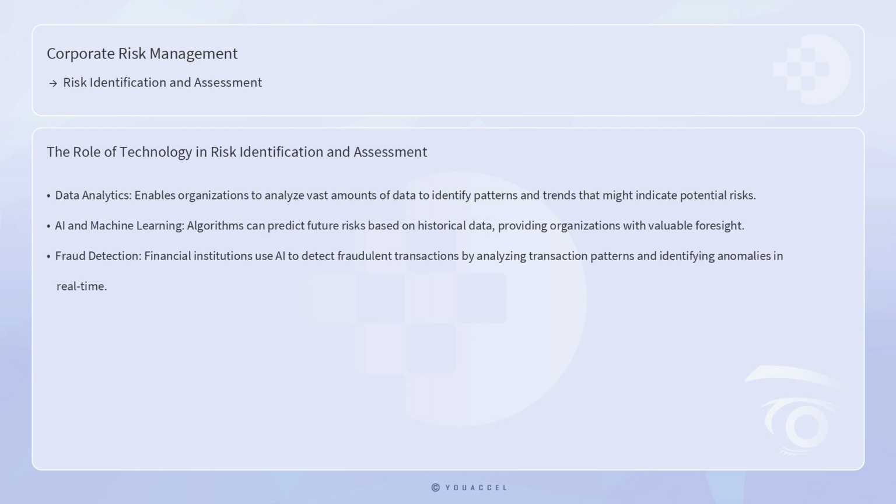The role of technology in risk identification and assessment cannot be overstated. Advanced technologies, such as data analytics, artificial intelligence, and machine learning, have revolutionized risk management practices. Data analytics enables organizations to analyze vast amounts of data to identify patterns and trends that might indicate potential risks. AI and machine learning algorithms can predict future risks based on historical data, providing organizations with valuable foresight.